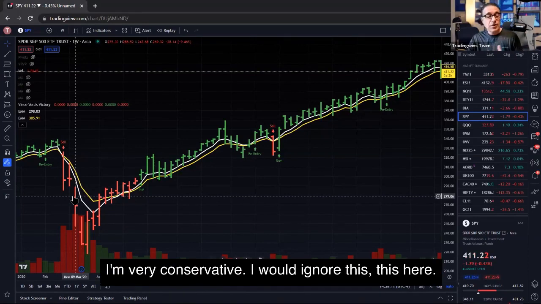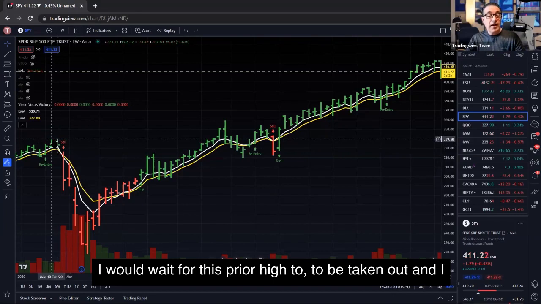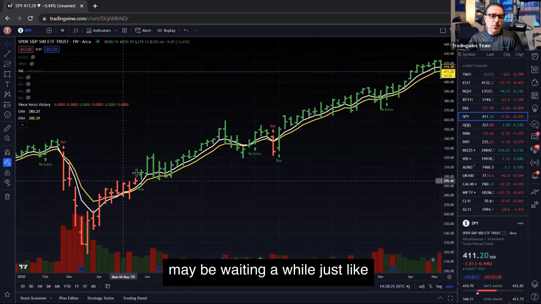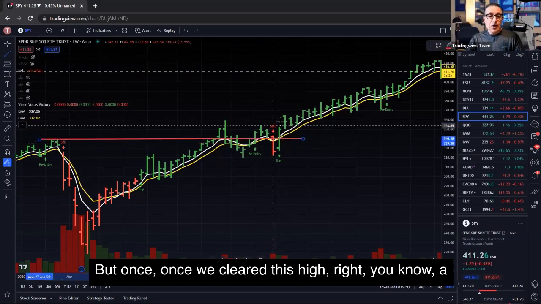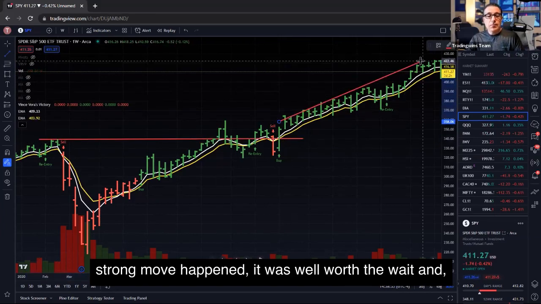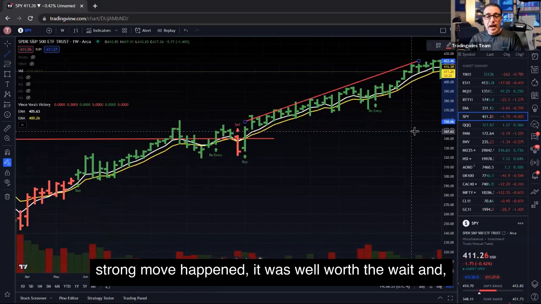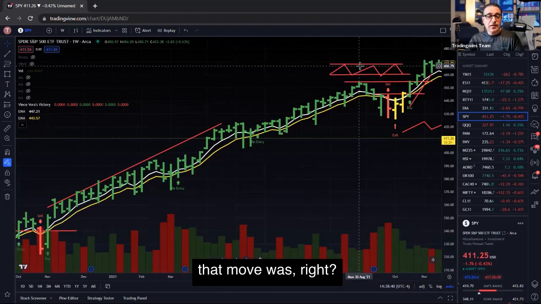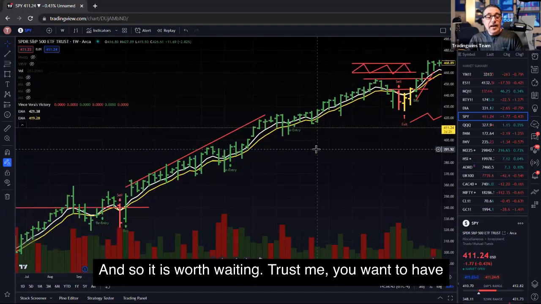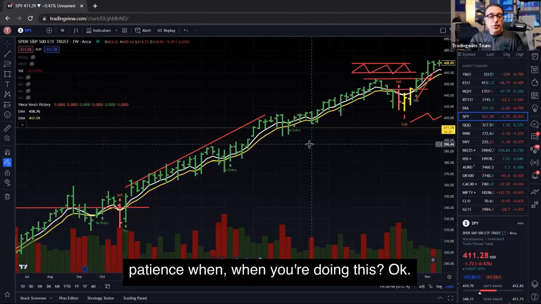Personally, I'm very conservative. I would ignore this here. I would wait for this prior high to be taken out. And I may be waiting a while, just like I was here, several weeks for that. But once we cleared this high, right? A strong move happened. It was well worth the wait. And I can go back and you can see how big that move was, right? And so it is worth waiting. Trust me, you want to have patience when you're doing this.